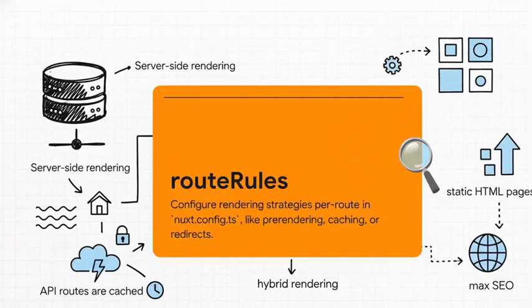Now, this all leads to a really powerful concept called hybrid rendering. Using something called route rules in your config, you can tell Nuxt exactly how to treat each and every part of your site. So for example, you could pre-render your marketing pages as static HTML for lightning-fast loads and great SEO, while your user dashboard is rendered on the server with fresh data. You get total control on a route-by-route basis.